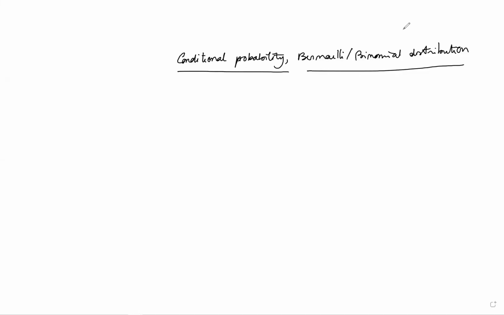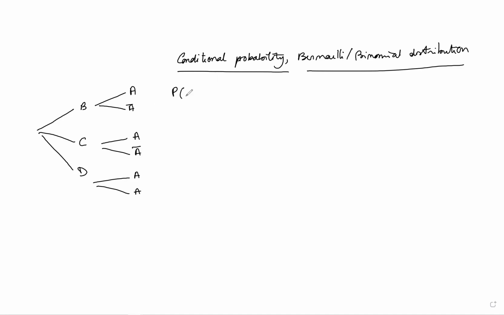Hello, today we'll talk about conditional probability and Bernoulli or binomial distributions. I'll explain everything from a tree diagram. For example, you have some event B and some other possibilities. Here you have A and A bar, meaning A and not A. And you want to know the probability of A knowing that B occurred.